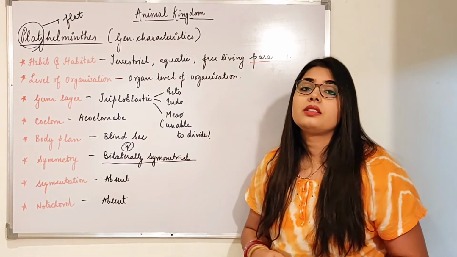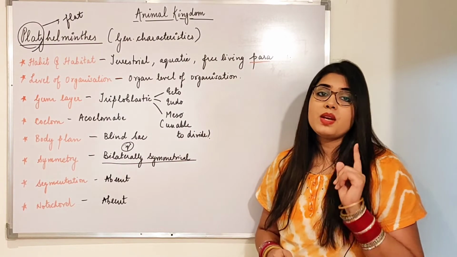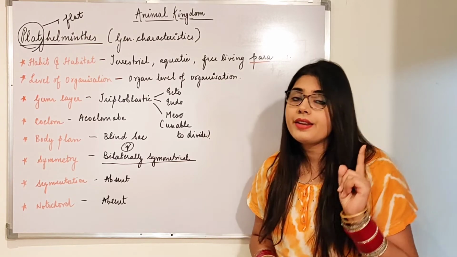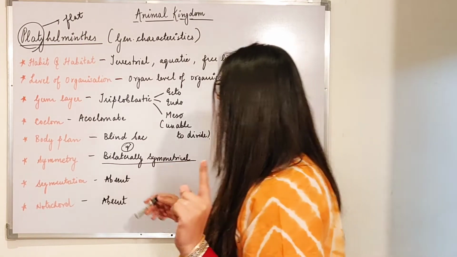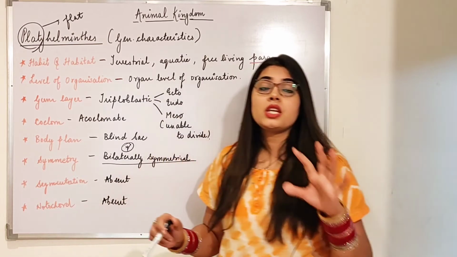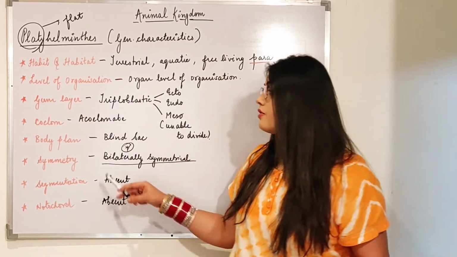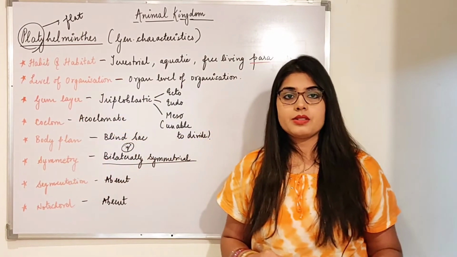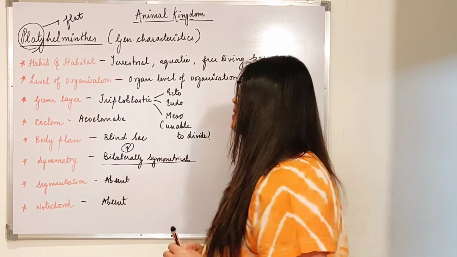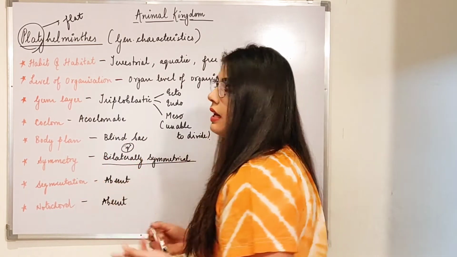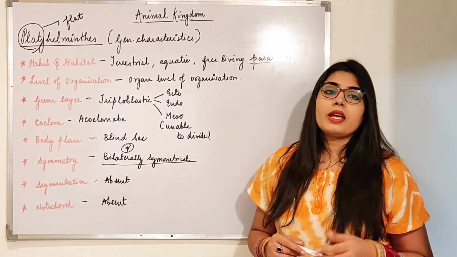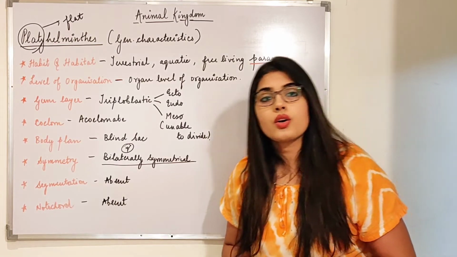Bilaterally symmetrical. This is the first time we are seeing bilateral symmetry in any phylum. So it's very important to remember that bilateral symmetry was seen for the first time in Platyhelminthes. Now next point. Segmentation is again absent, and notochord is again absent because it is a non-chordate.